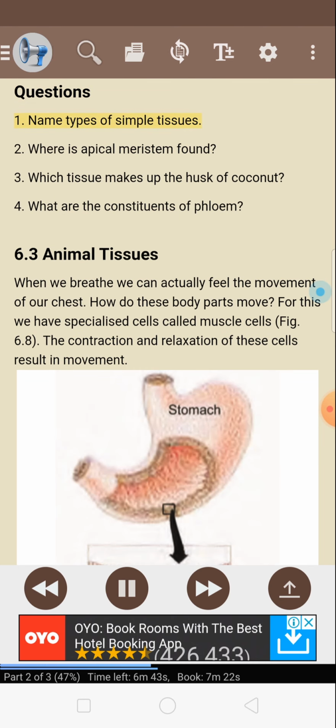Questions. 1. Name types of simple tissues. 2. Where is apical meristem found? 3. Which tissue makes up the husk of coconut? 4. What are the constituents of phloem?